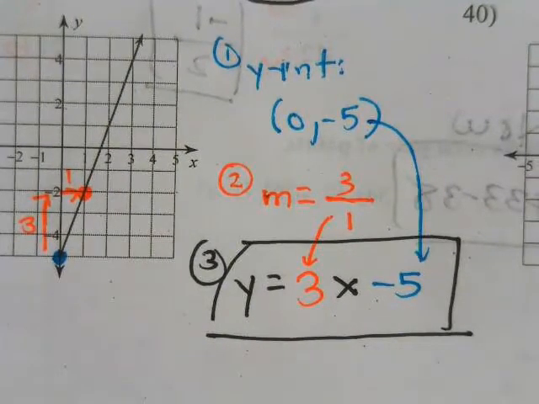Any questions on those 3 steps, you guys? Any questions? Is this sort of coming back? If not, you're learning it today. Okay, anyway, number 40.